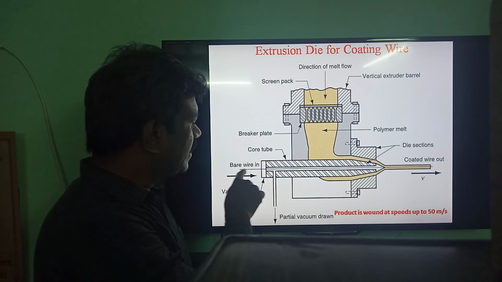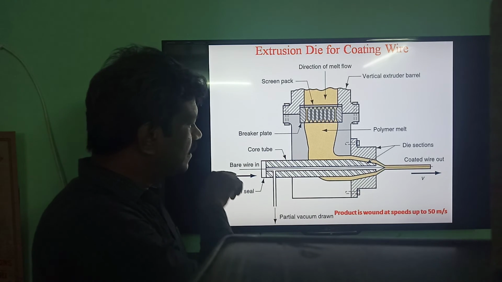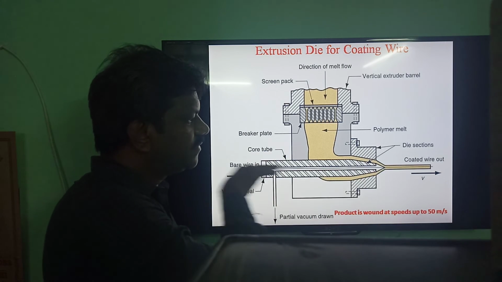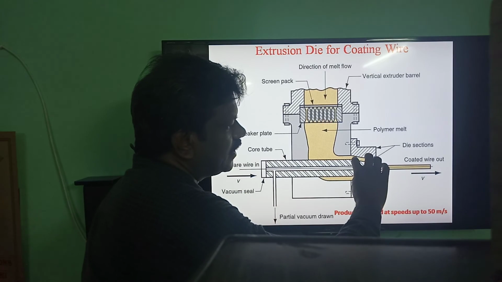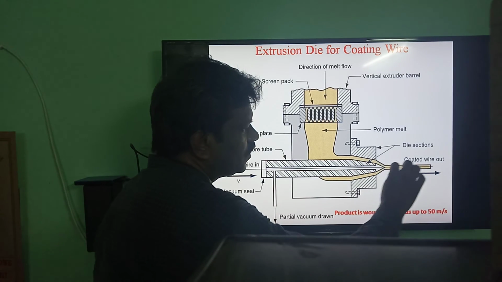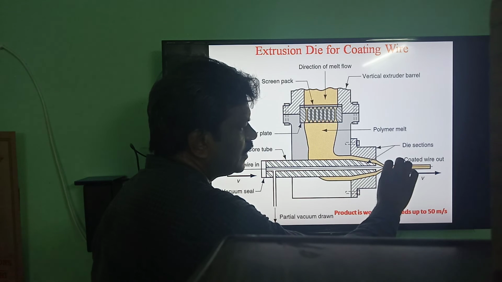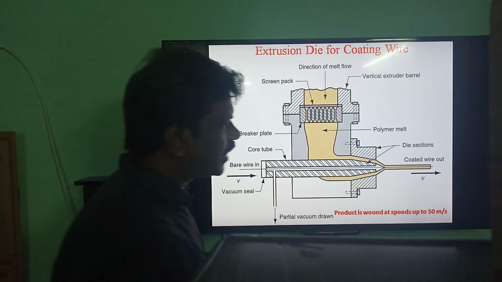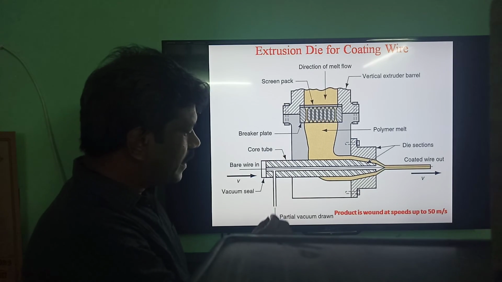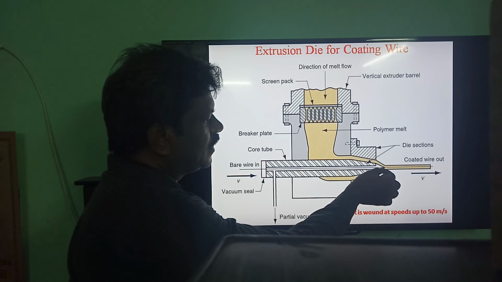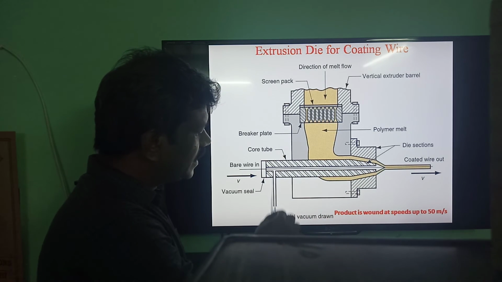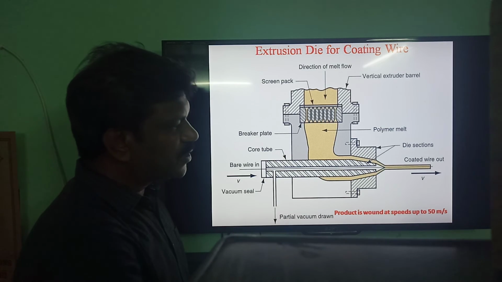Here we have the wire. So this wire is fed in this direction, so that this wire is coming here. Here the molten plastic is coming, so that this molten plastic will be deposited over the outer surface of the wire. Right. Now, here there is a vacuum line. This is called a vacuum line. By means of this vacuum line, we are continuously producing a partial vacuum.